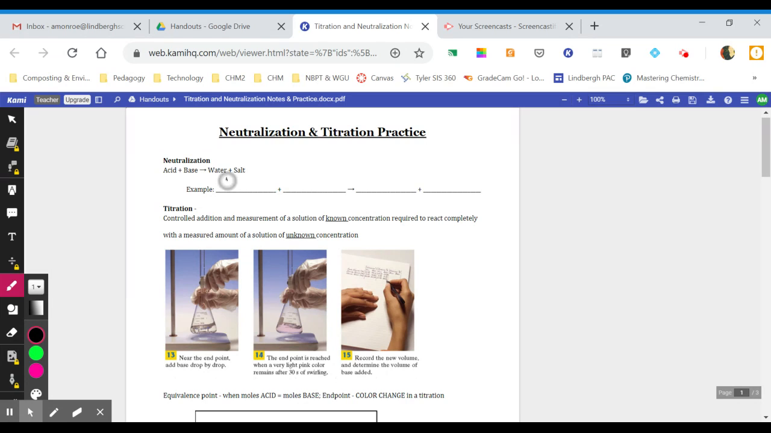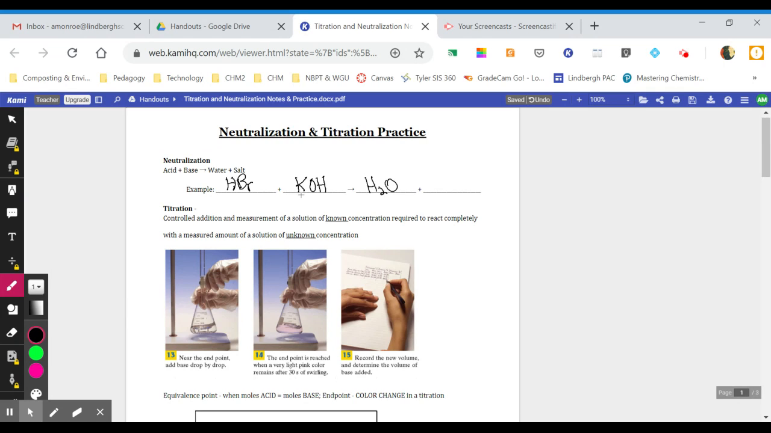So our example here is going to be hydrobromic acid, and it's going to react with potassium hydroxide. We know this is an acid because it starts with an H. We know this is a base because it has OH at the end. And so the H and the OH are going to make water, H2O. And then the other parts that are not H or OH are going to come together to make the salt. So we've got bromide here and we've got potassium.